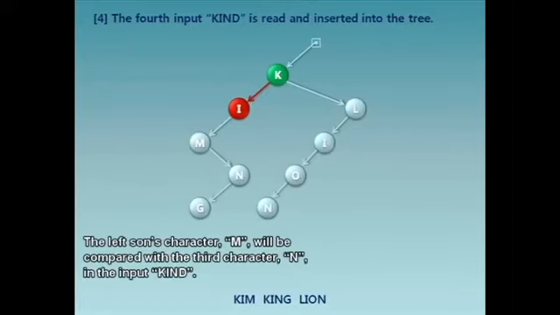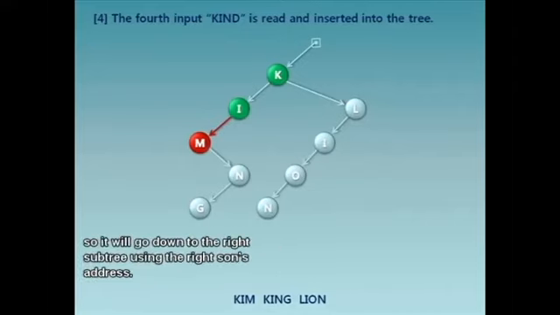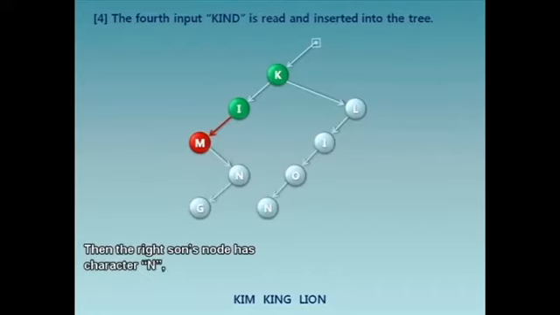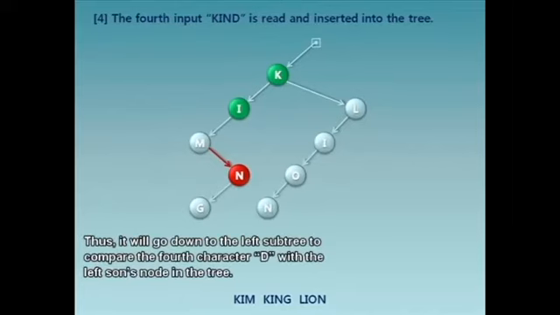Therefore, again it will go down to the left subtree using the left son's address of the I node. The left son's character M will be compared with the third character N in the input kind. The character value N is greater than the value M, so it will go down to the right subtree using the right son's address. Then the right son's node has character N, which is identical with the third character N in the input kind. Thus, it will go down to the left subtree to compare the fourth character D with the left son's node in the tree.